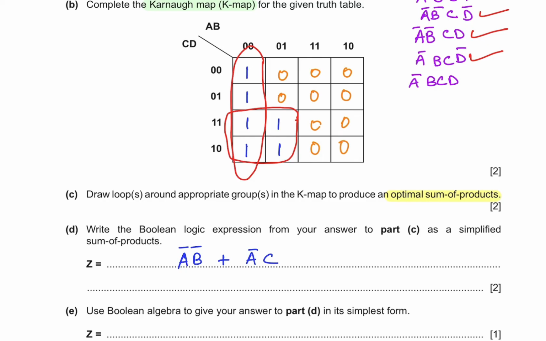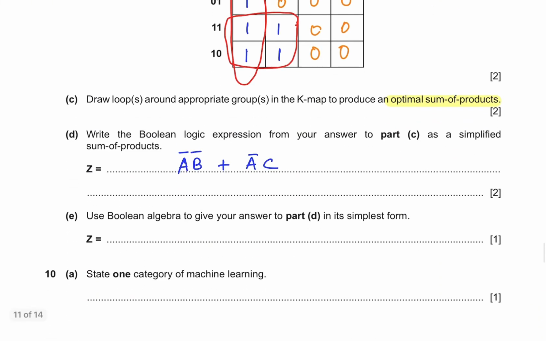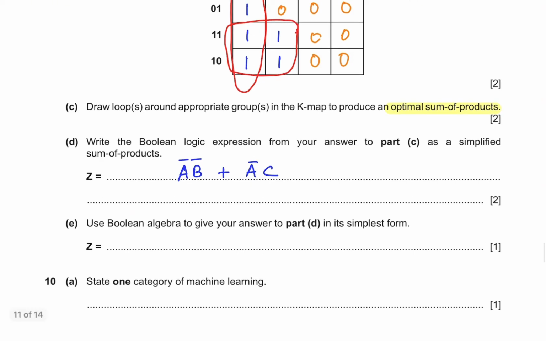Okay, students. Now use Boolean algebra to give your answer to part D in its simplest form. This is basically math algebra, Boolean algebra. So doing algebra, you have to answer this question. Pretty simple. Take out the common one outside. A is the common one which will be outside. What is left? B complement plus C. This should be your final answer.